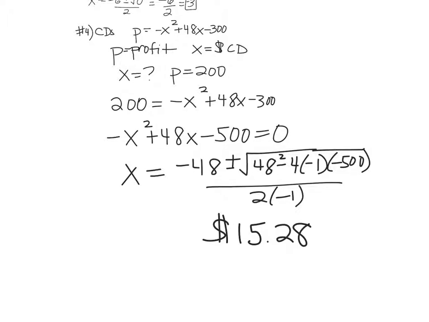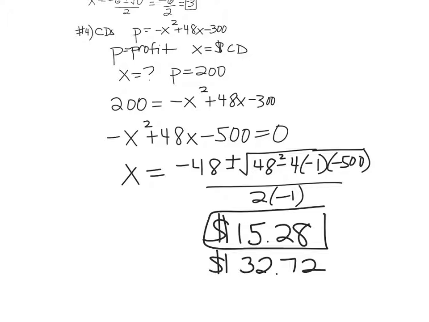So negative 48 minus the square root of 48 squared minus 4 times negative 1 times negative 500. I'm going to hit enter to get that whole numerator. Now I'm going to divide by negative 2. All right, so should we charge $15.28 or $32.72? I'm sure Grandma would buy it at $32, but your friends probably won't. So let's go ahead and we'll charge $15.28 to make a profit of $200. Okay? So it's just a matter of plugging in your calculator correctly, seeing how that works.